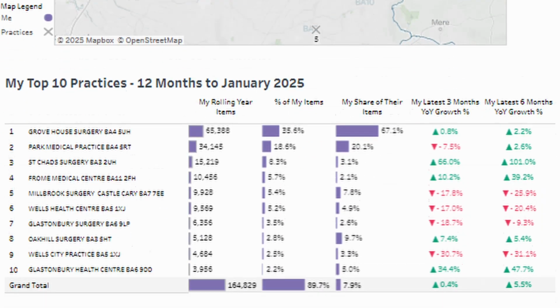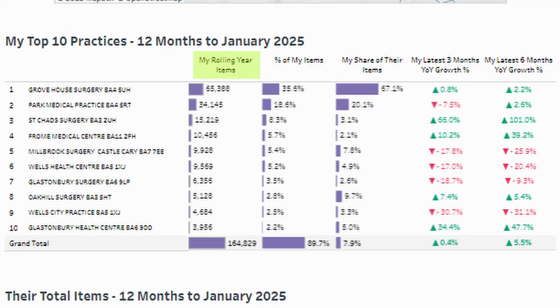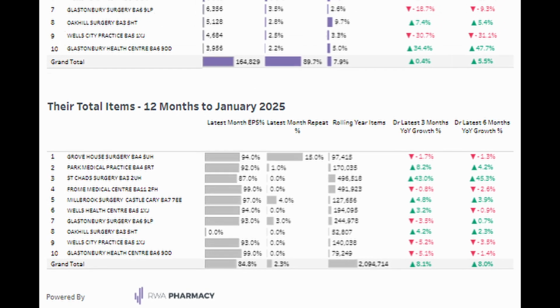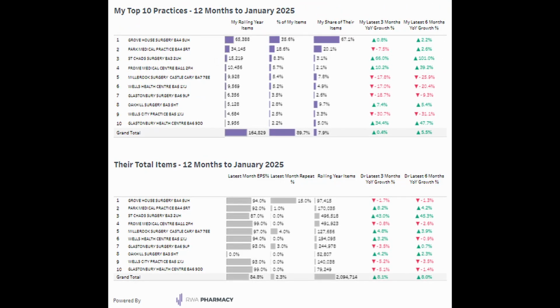Each practice is listed along with the number of items they've prescribed to you over the rolling year, the percentage that represents of your total item count, and what share of that practice's total prescriptions you're receiving. You'll also see growth rates for the past 3 and 6 months, both for your pharmacy's item volume from that practice and for the practice's overall prescribing trends. This helps you understand whether your relationship with a particular practice is improving or weakening, and whether that practice itself is growing or declining. The table helps you identify your top 10 contributor practices.